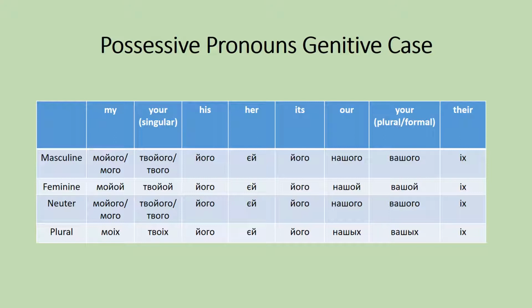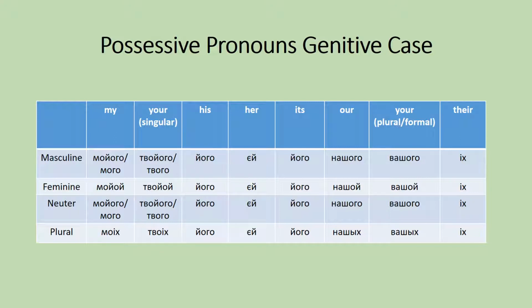Our is nashoho. Your plural or your formal is vashoho. There is ich. Next, let's go on to feminine. My is moyoi.